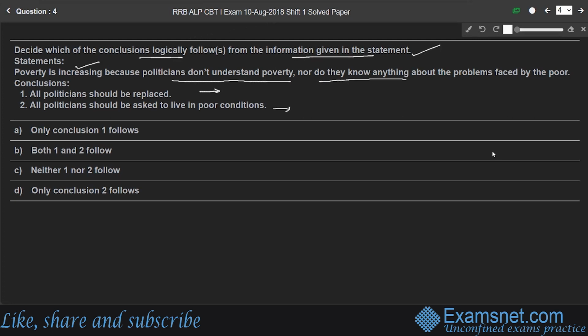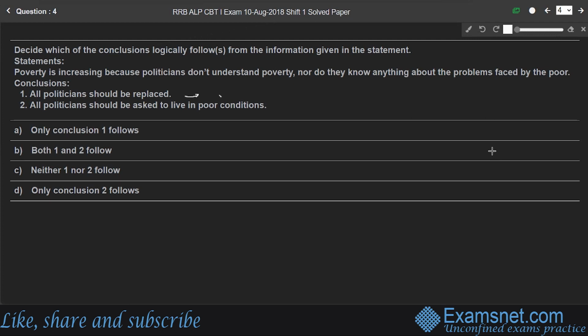So here's students. When it comes to the first conclusion, right? This statement, all politicians should be replaced. This statement doesn't convey that the politicians who are in charge currently don't understand the poverty, right? So even if they get replaced, there is no guarantee that the new politician will understand the problem of the poor, right? So the first conclusion doesn't follow the statement, right?